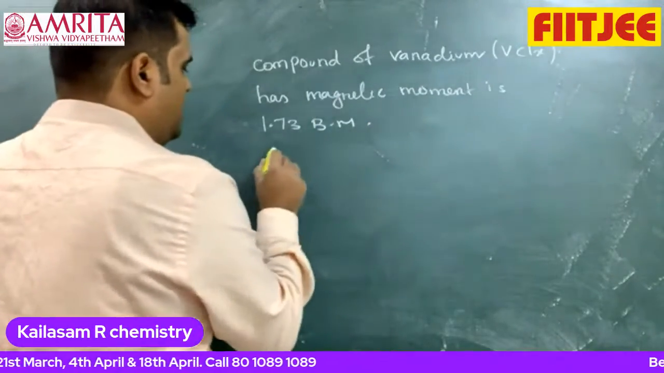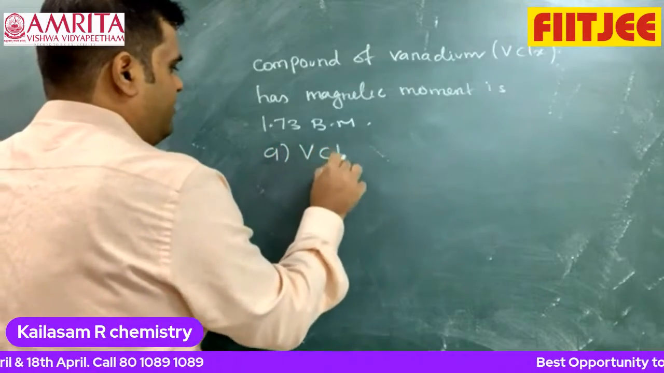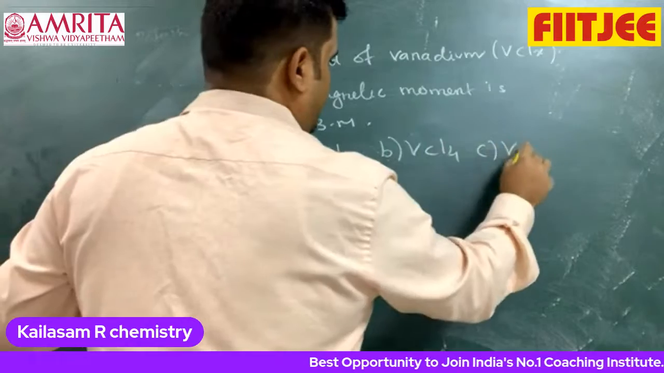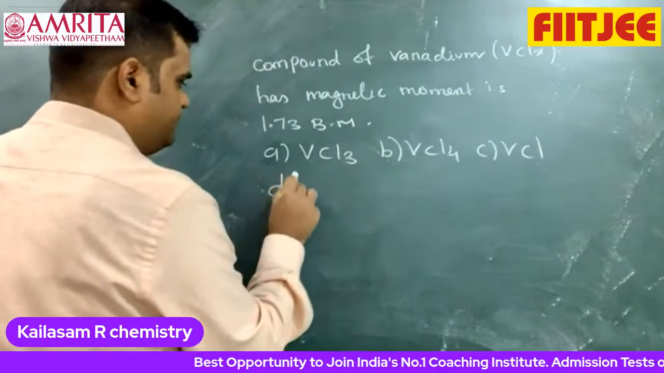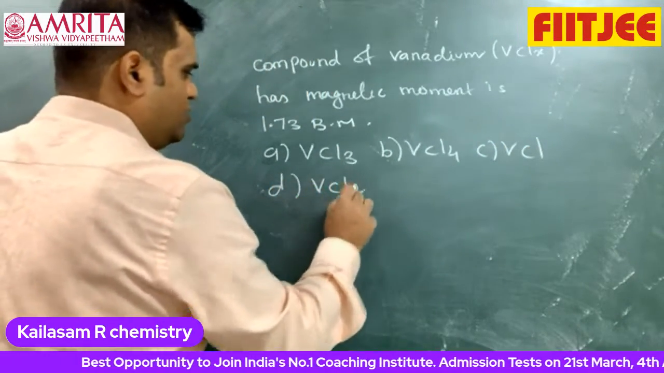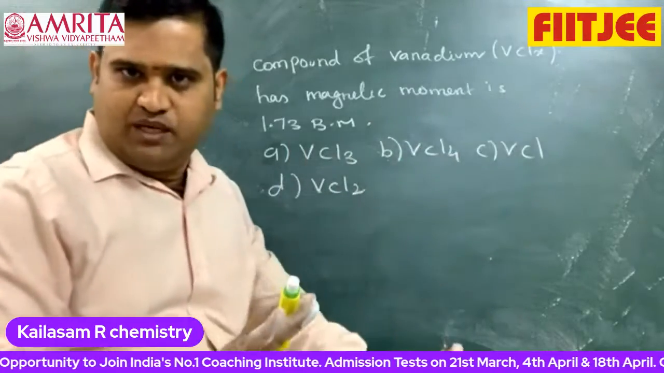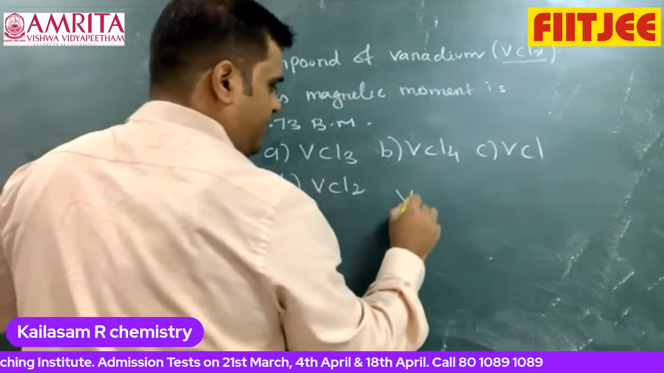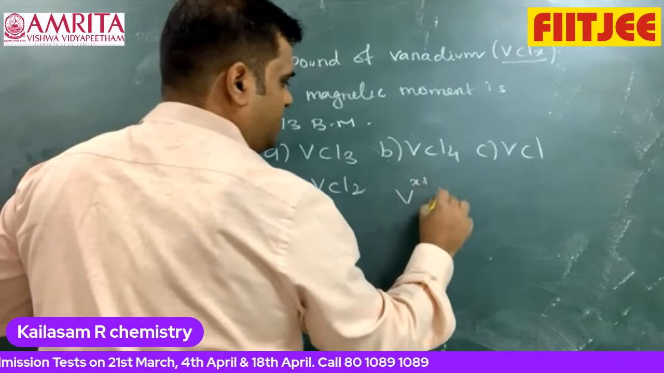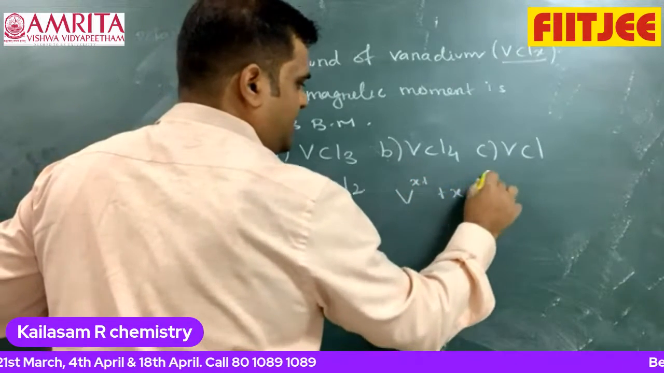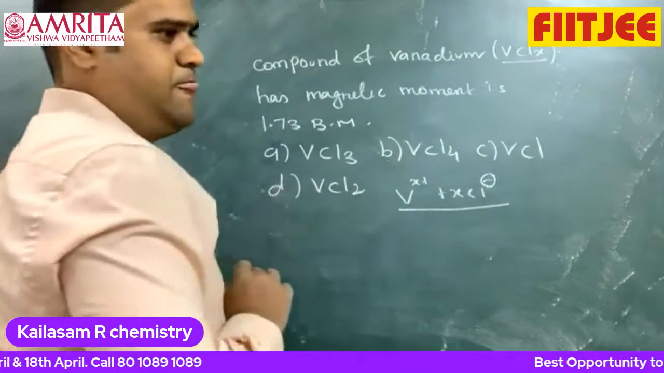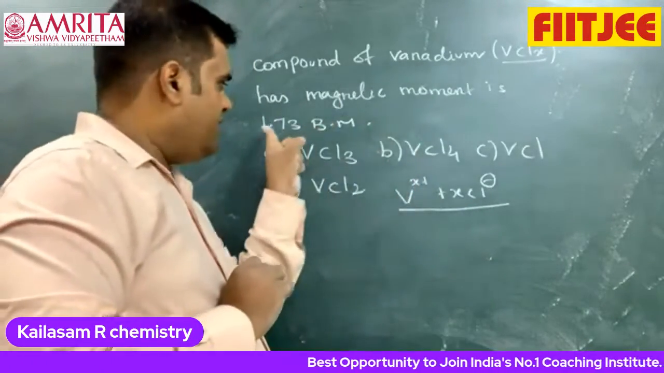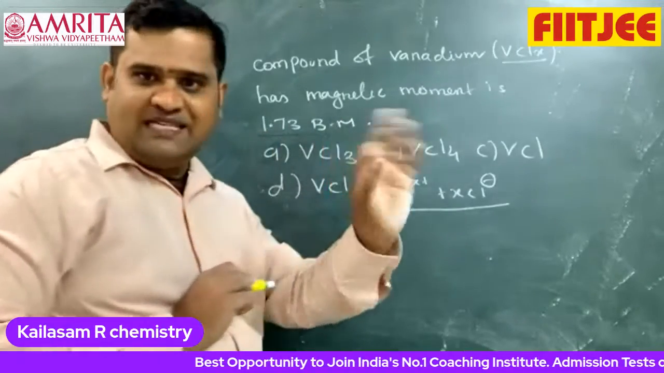What is the formula? Option A is VCl3, option B is VCl4, option C is VCl, option D is VCl2. How to find out? It is simple. This is an ionic compound, that means V to the x plus and x Cl minus, they are going to ionize like that. So I want to find this x value, which is easy. Now what is given? The magnetic moment is 1.73.